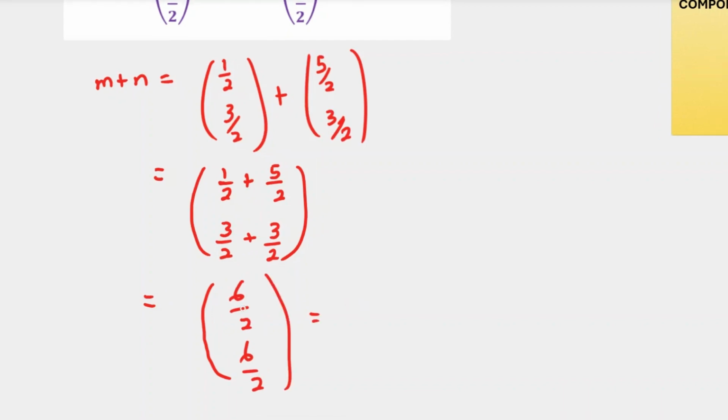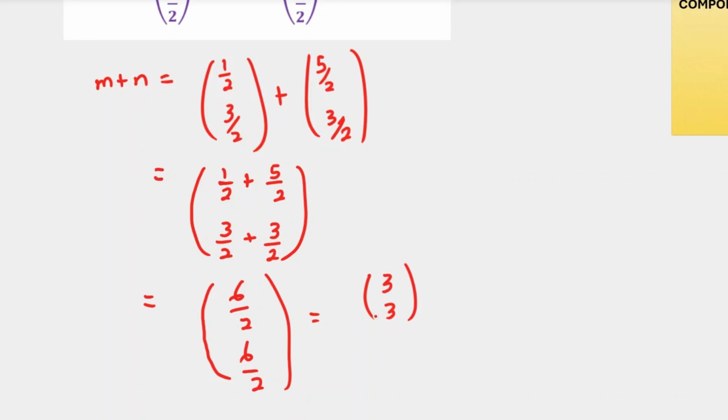So 2 goes into 6, we can simplify. 2 goes into 6 3 times. So we have 3 here, and 2 goes into 6, it's going to be the same thing. So that is what we have. So the answer is (3, 3). That's the vector. That's the answer.